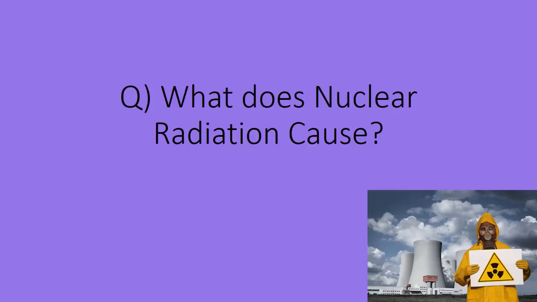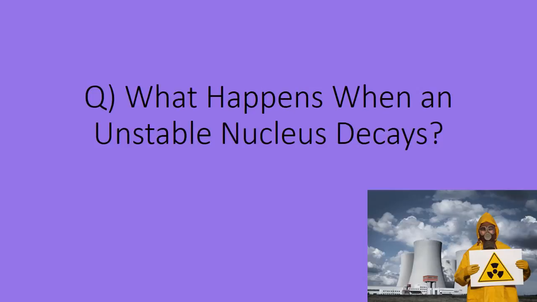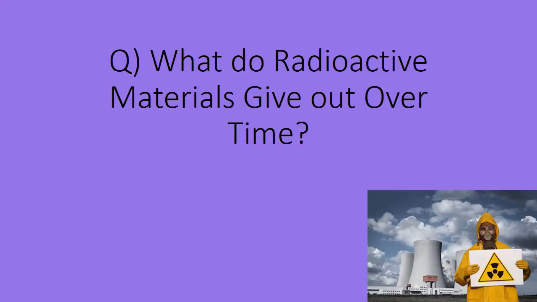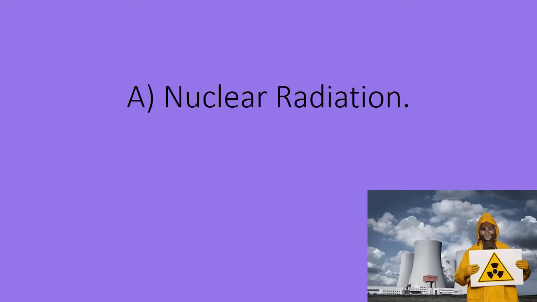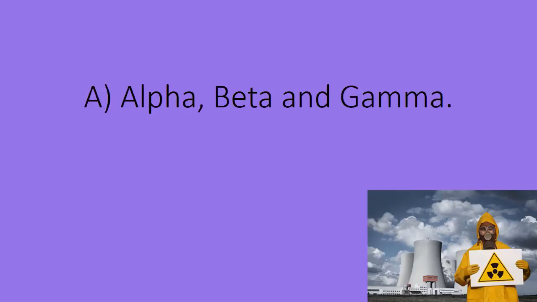Nuclear radiation. What does nuclear radiation cause? Ionization. What happens when an unstable nucleus decays? It gives off one or more kinds of nuclear radiation. What do radioactive materials give out over time? Nuclear radiation. What are the three kinds of radiation? Alpha, beta and gamma.